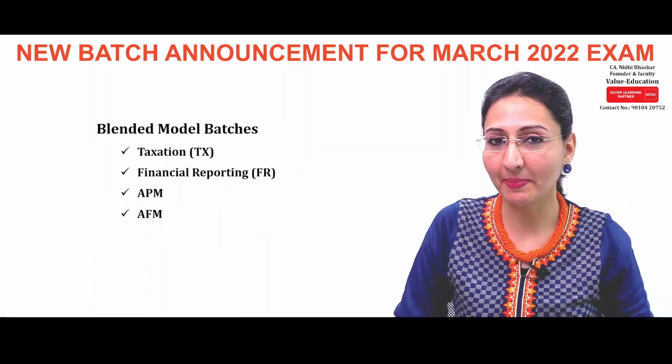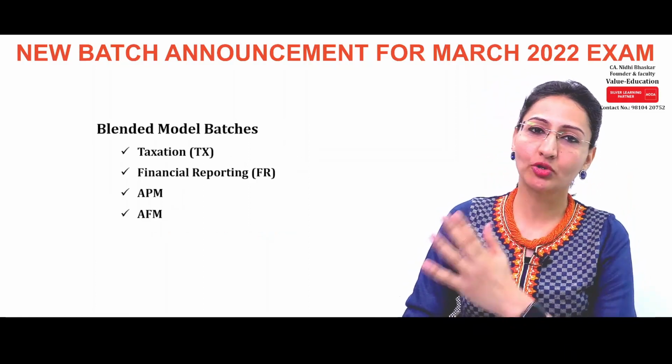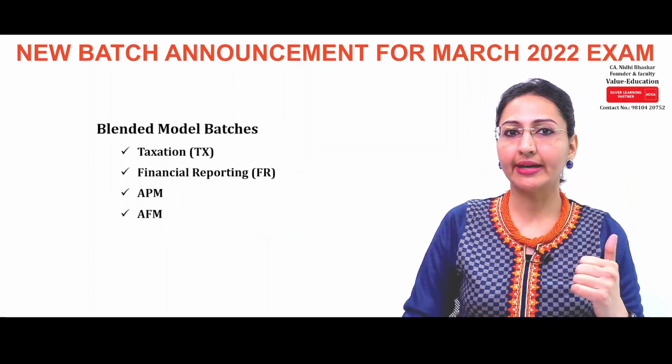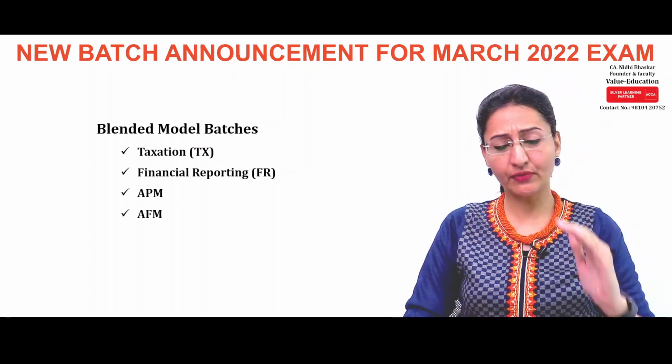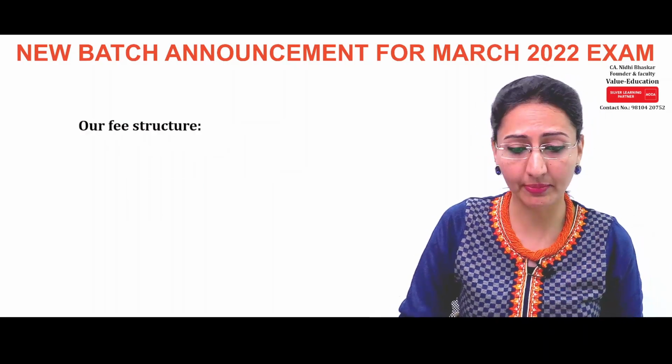Then blended model batches. The blended model is going to be for 4 papers: tax, FR, APM and AFM. These 4 papers are going to be on the blended model.